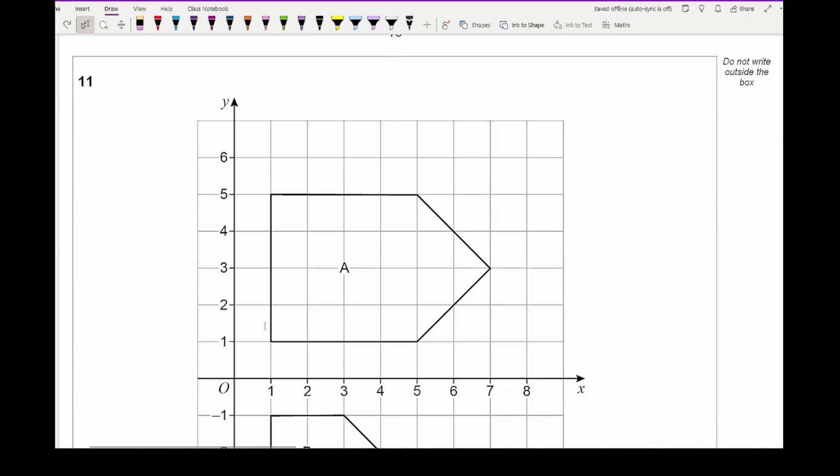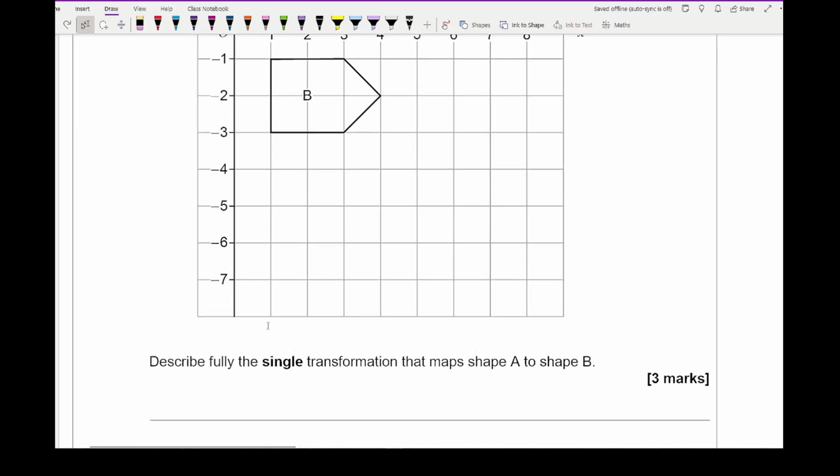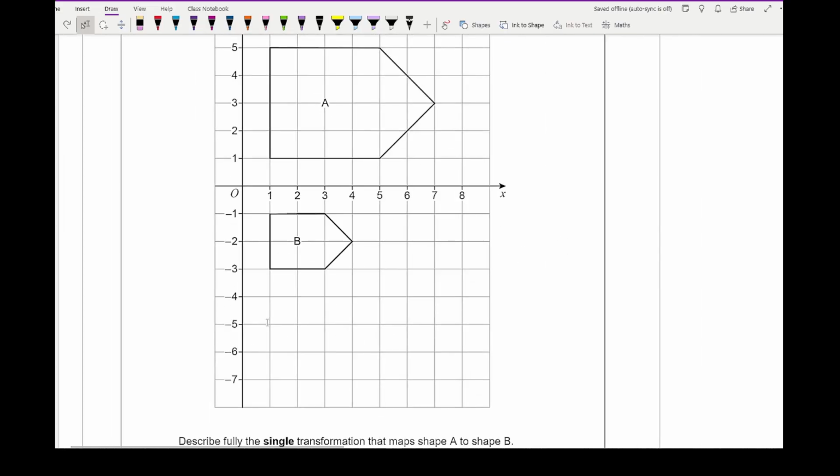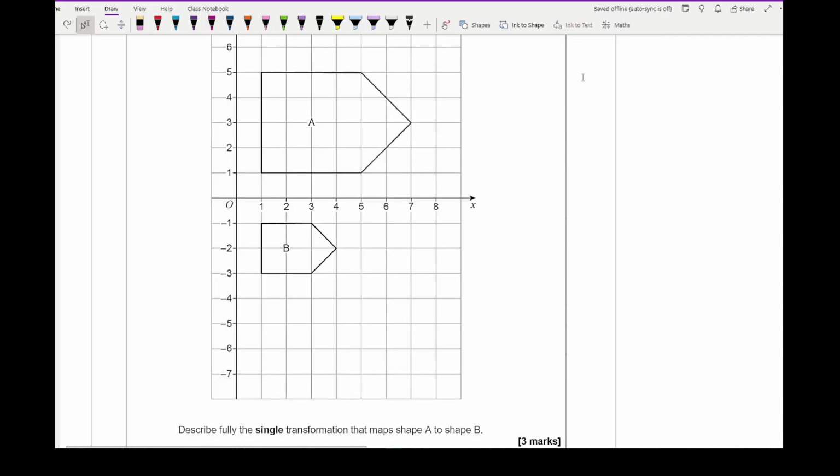Moving on to question 11, it says describe fully the single transformation that maps A to B. So if I just zoom out a little bit, first of all I need to establish that this is definitely going to be an enlargement, and with any enlargement I need to state the scale factor and I need to state the centre. Let me just correct the spelling of that one. So the scale factor goes from A to B. Picking one side, I've got 4 on the original shape, 2 on the new. So that's going to be 1 over 2 because we're halving it.